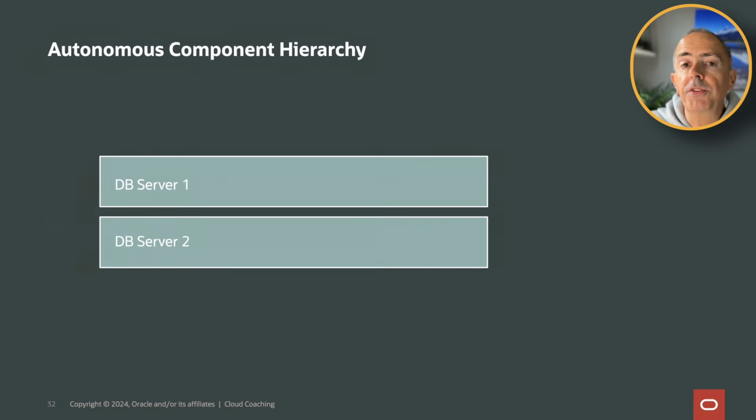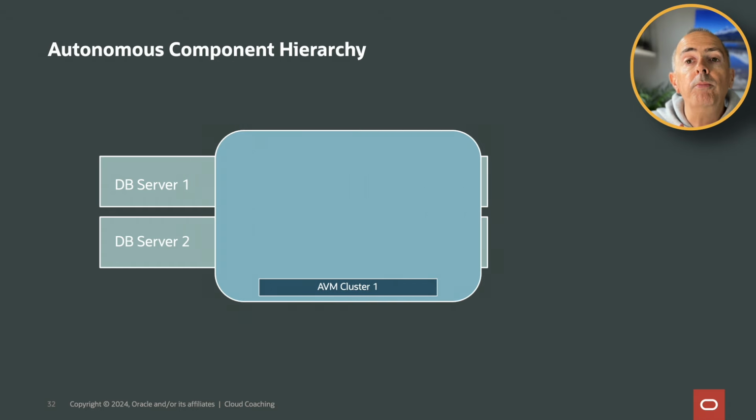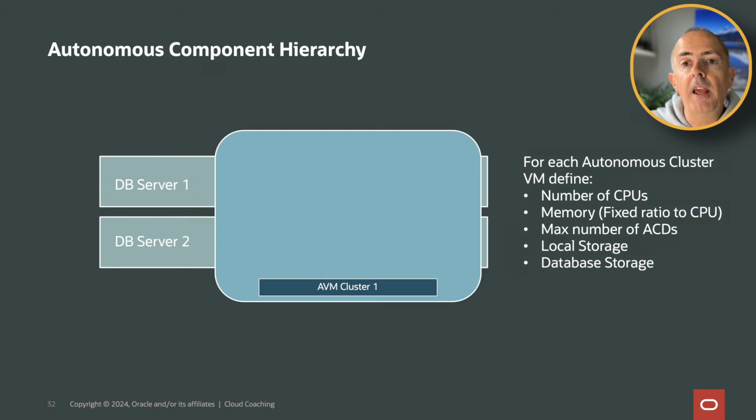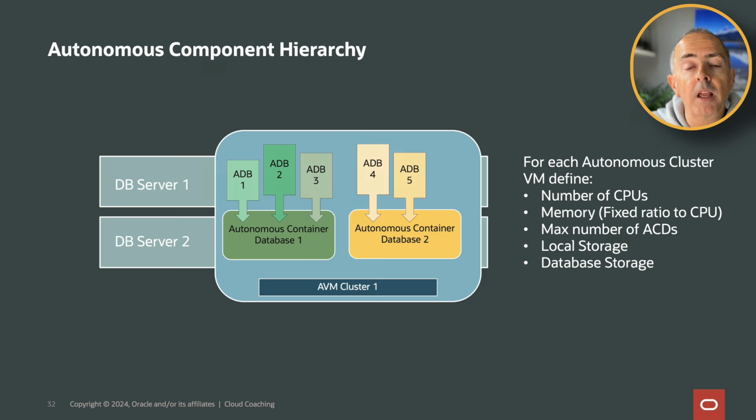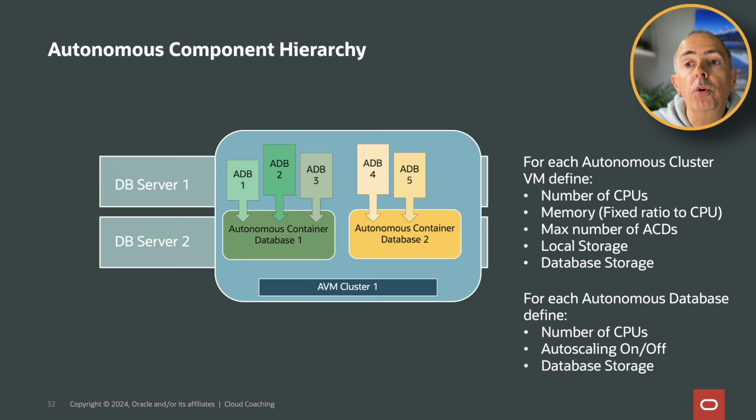So again, we have the concept of clusters, but in this case, we call them autonomous VM clusters or AVM clusters. Now, for each cluster, we're going to define a number of CPUs, a fixed ratio of memory for each CPU, and the maximum number of container databases, and also the storage. So within each cluster, you can create one or more autonomous container databases. And in each of these, you can create one or more autonomous databases. So for each autonomous database, you can also choose the number of CPUs, the storage, and whether you want to use auto-scaling or not.